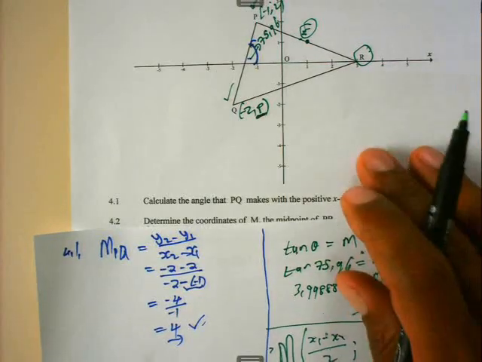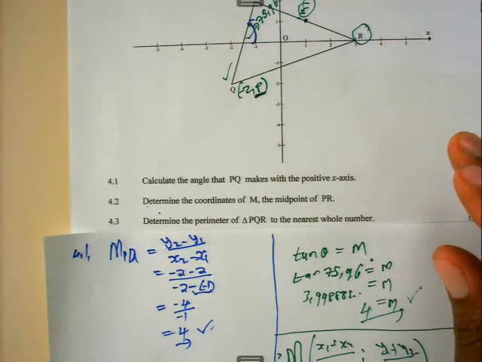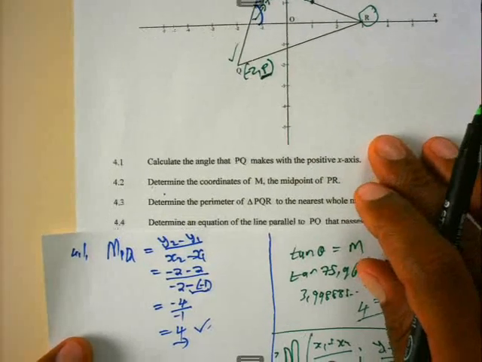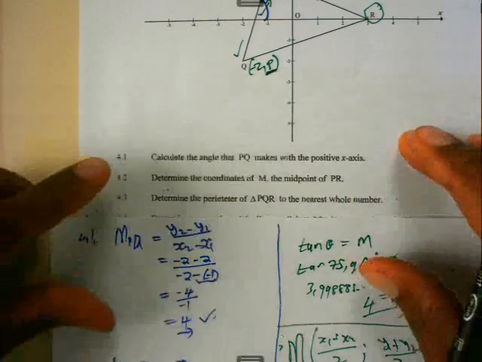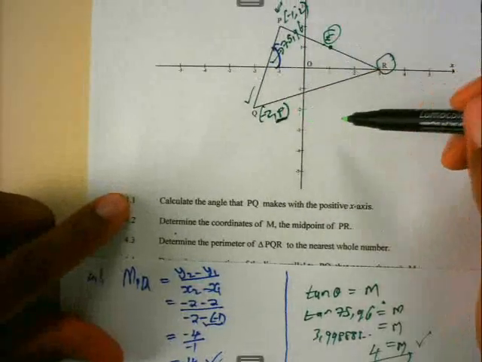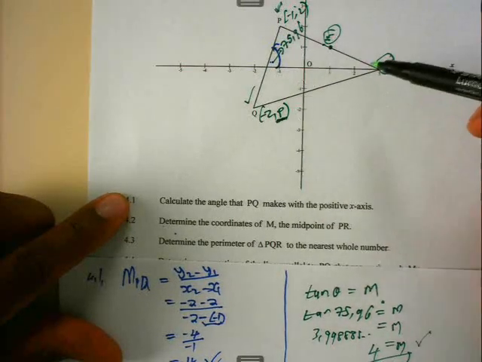Yes. Now, let us move to the next question. It says you must determine the perimeter of triangle PQR to the nearest whole number. Of course, boys and girls, when you talk of the perimeter, you still remember that you are talking about what? You are talking about the distance around the shape.